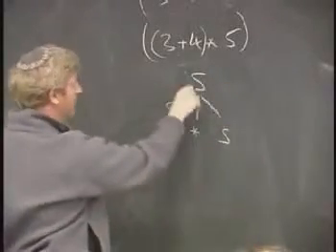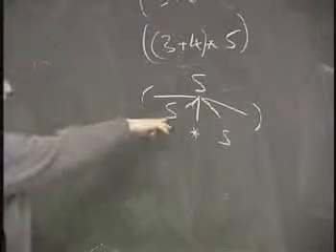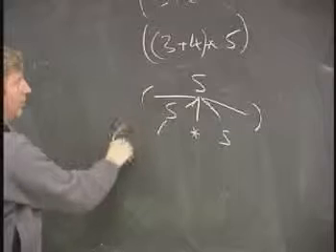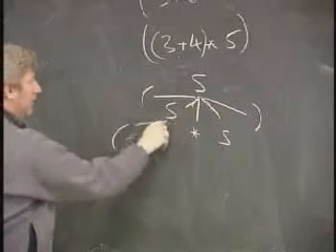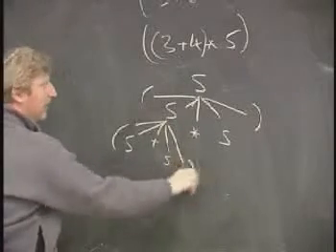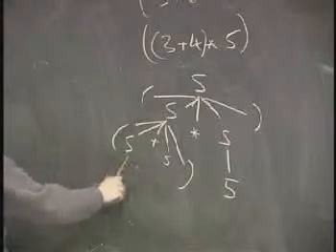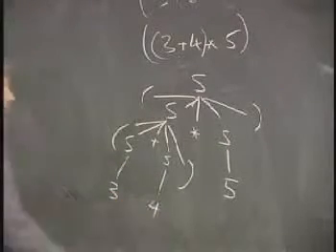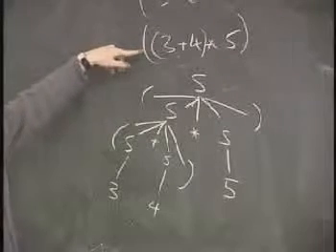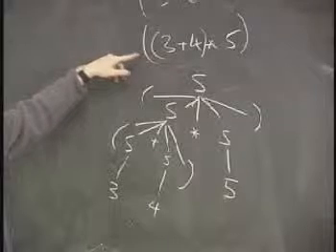But wait, there's more. There's open paren, close paren. Now what about this S? It becomes open paren, S plus S, close paren. And this becomes 5. And this becomes 3, and this becomes 4. Right? So this is the parse tree for this one. There is no other parse tree for this one. There's no other way we can do it.